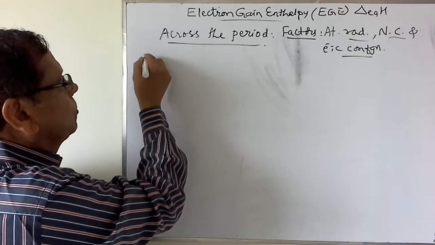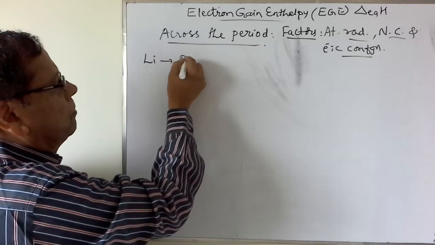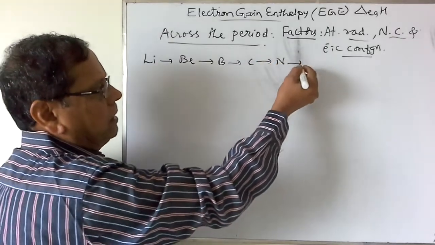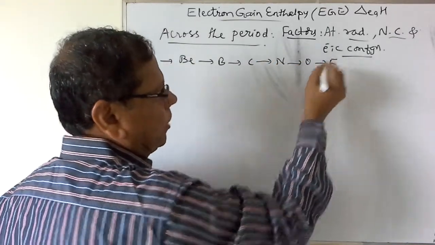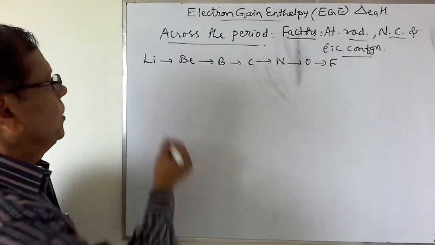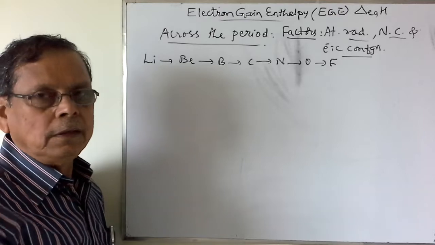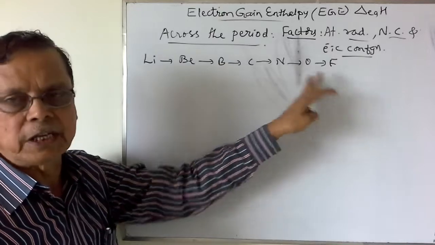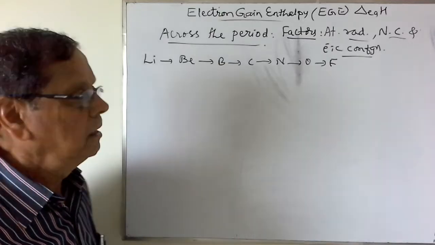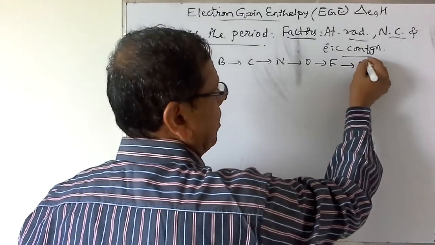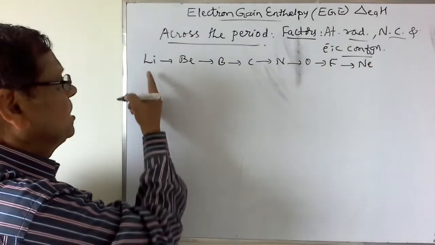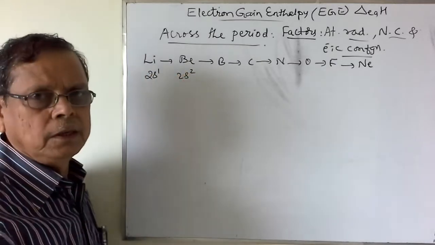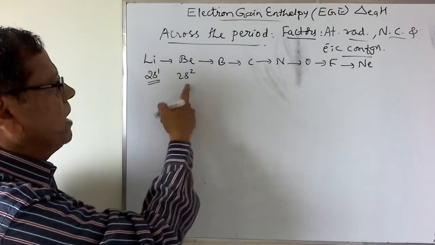Suppose you move from left to right in the second period: lithium, beryllium, boron, carbon, nitrogen, oxygen, and then fluorine. We observe that the nuclear charge goes on increasing, the radius gradually decreases, and in some cases there are stable and half stable configurations, the filled and half filled configurations. For the last element, let us consider neon. When you consider lithium to beryllium, lithium has 2s1 while beryllium has 2s2. An electron can be easily added to lithium as compared to beryllium.